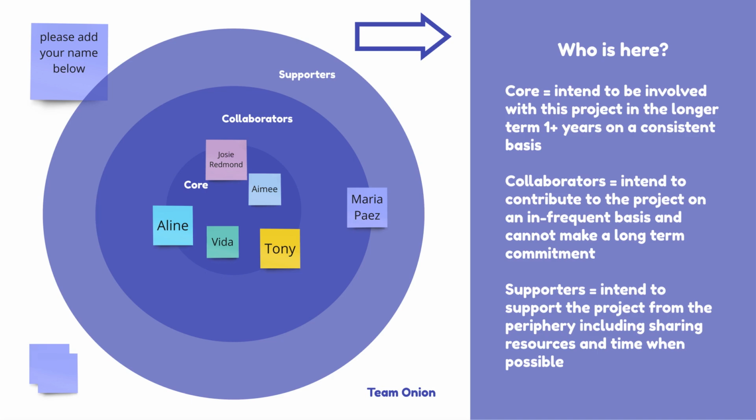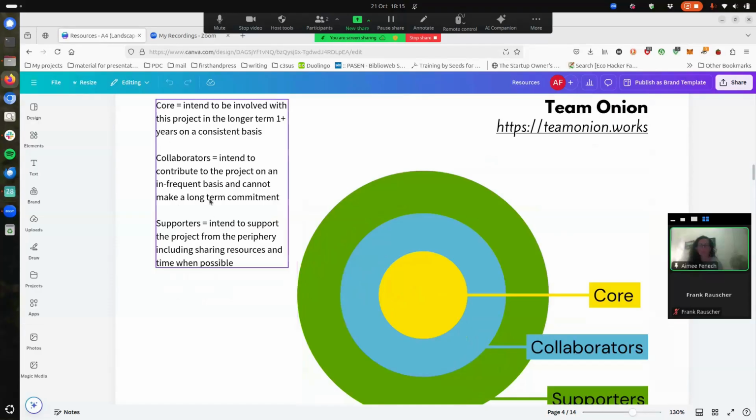And here I have provided a copy and paste of some Team Onion definition that was used by a team recently. So they have defined, for example, core. They defined it as intended to be involved with this project in the longer term of 1+ years on a consistent basis. So obviously that timeline can change and it can be defined in different ways by different teams.